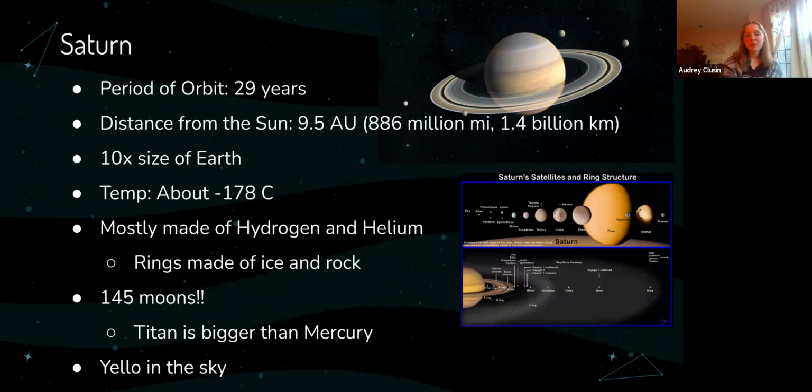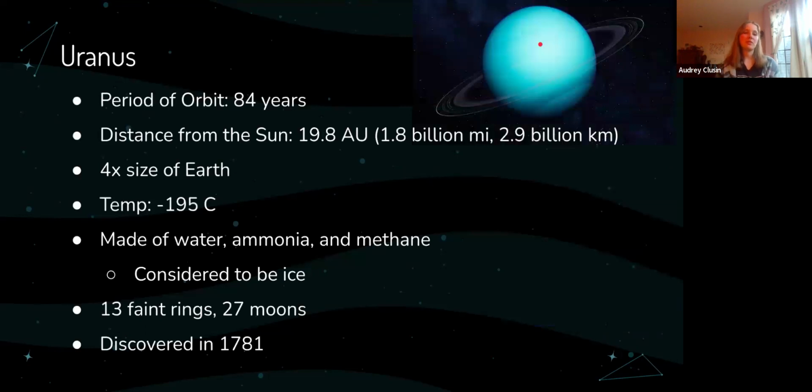Saturn also has 145 moons. And one of its moons, Titan, I can't quite see it. Oh wait, it's that one. Okay, yeah, that moon, Titan. I thought that was Saturn. It's actually bigger than Mercury. It appears to be yellow in the sky, and it's one of the furthest planets that we can actually observe with the naked eye. So yes, this one is also really pretty in some of the recent images that we've captured.